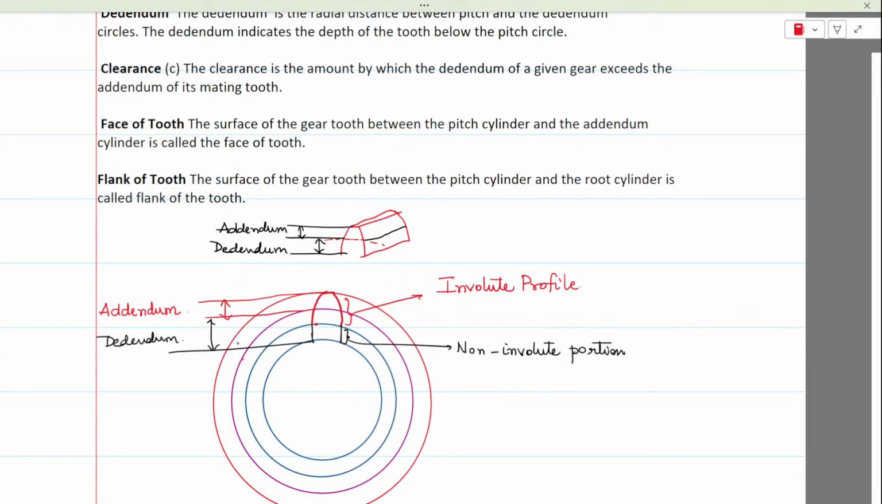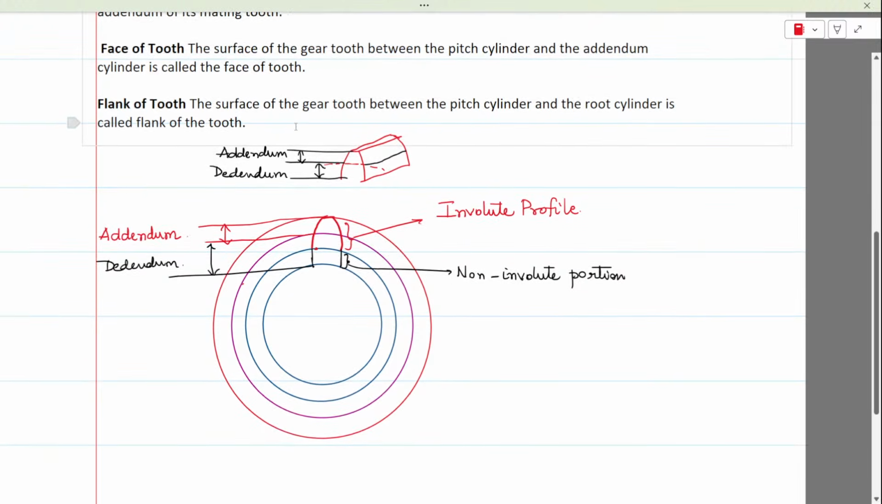Here, just because I am using a free sketch, you may find that addendum is smaller and dedendum is greater. That's true, that's absolutely true. Even in reality, that will be there. Okay, addendum is greater than dedendum. Remember that.